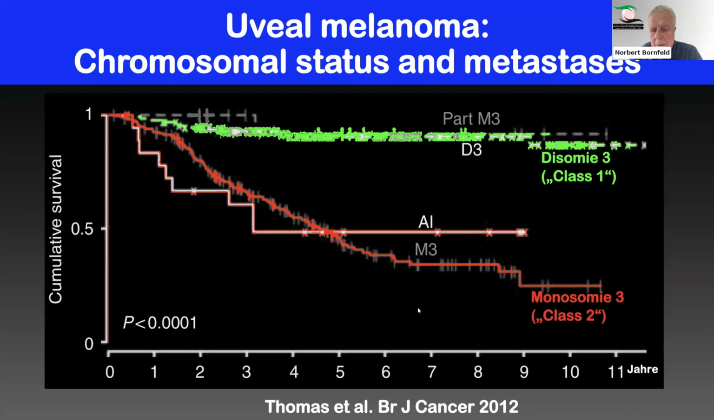This is shown in this graph. That's from our group. Other groups have shown just the same results. If you look at monosomy 3, that's the red graph, the risk of getting metastases is more than 90%. On the other hand, if you have disomy 3, so chromosome 3 is preserved, the risk is very low, and the patient has an excellent prognosis for survival.